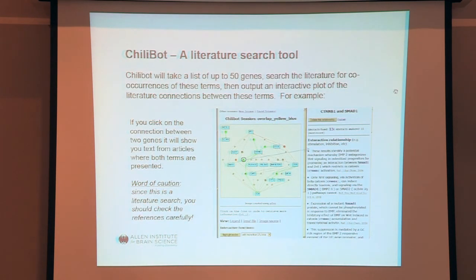Chilibot is a literature search tool. It will take a list of up to 50 genes, or it doesn't have to be genes, it can be any terms. You could put in 45 genes, then 5 things related to the biology of those genes if you wanted to. Then it'll search the literature for co-occurrences of these terms, and it can output an interactive plot of literature connections between the terms.